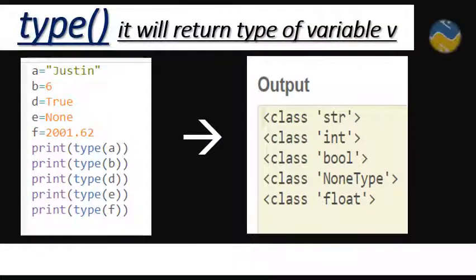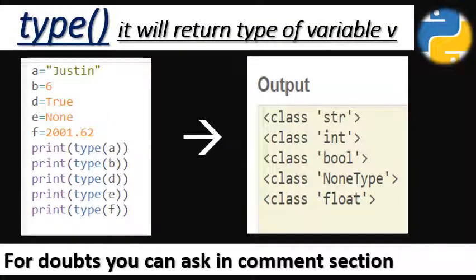So my third function is the type function. It will return the type of variable v, where v is the variable name. Whatever your variable is, it will print the type of value assigned to that variable. It will be clearer with an example. Here I used a = "Justin" inside double quotes. So inside my variable a, I have a value of string data type.